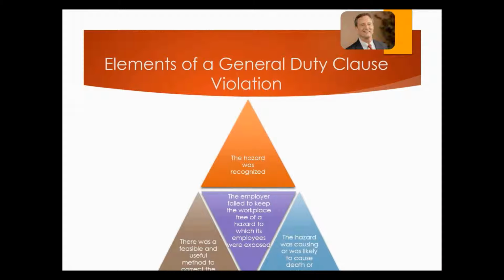There has to be a feasible and useful method to correct the hazard. So even though you have a hazard, you recognize it, and your employees are exposed to it, if there is no realistic way to correct the hazard, OSHA cannot cite you under the general duty clause. Finally, the hazard has to present a serious harm, serious physical harm or death to your employees. And we'll talk about that a little more later.